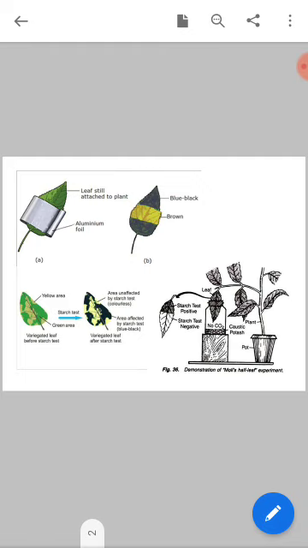So these are basically two experiments, the variegated leaf experiment and the half leaf experiment, to prove that sunlight, chlorophyll, carbon dioxide and water are the essential materials for photosynthesis.